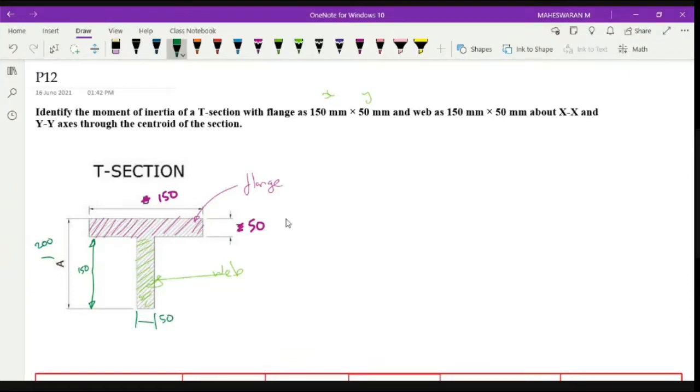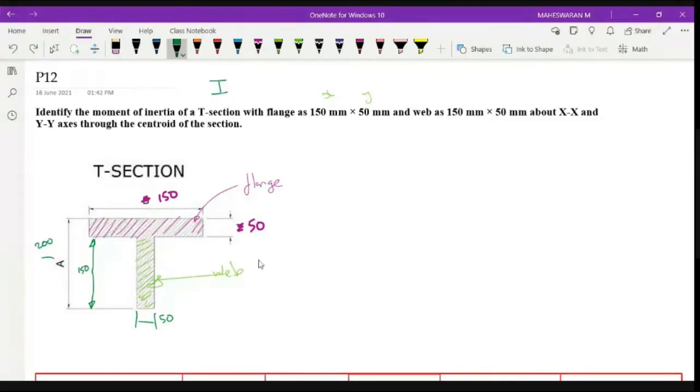But only this web alone is 150, and this dimension is 50. They may also give it as an I section, the same category. So for an I section with flange 150 into 50 and web 150 into 50, you will be drawing an I section like this. Just for information, even for an I section you can consider something like this. If they give it in wordings, you have to identify the figure and draw it. Afterwards, you proceed with the usual procedure.